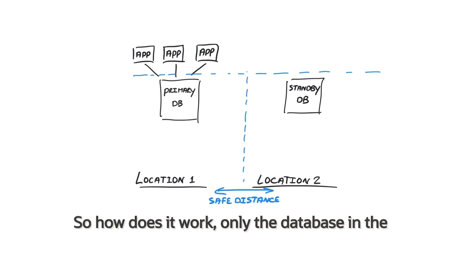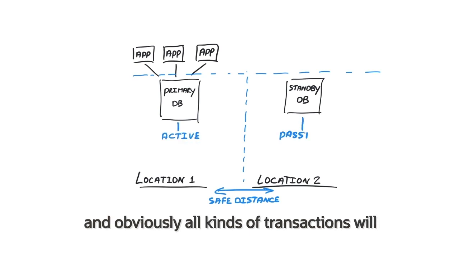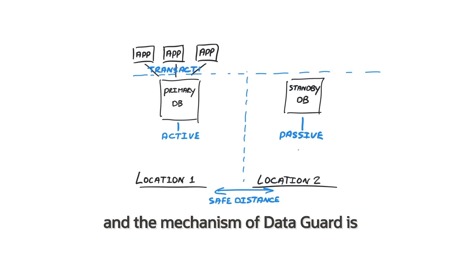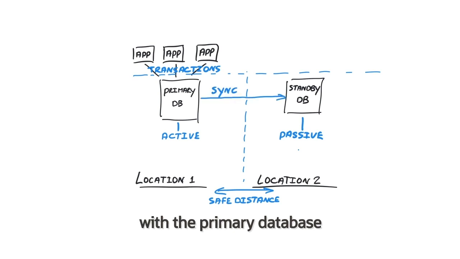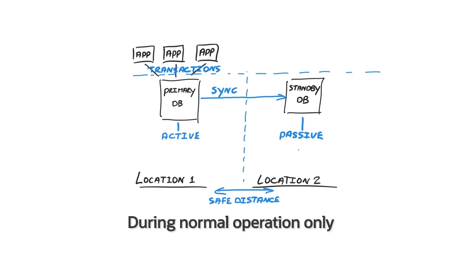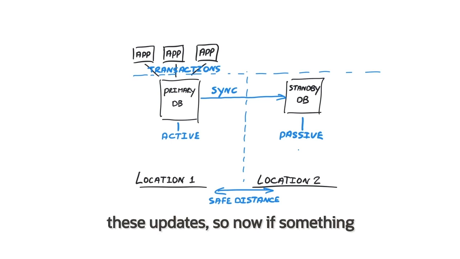So how does it work? Only the database in the primary data center is serving applications. And obviously, all kinds of transactions will arrive at this database, and all kinds of data updates. And the mechanism of DataGuard is to keep the standby database in sync with the primary database. And it does that by continuously communicating the changes from primary to standby. During normal operation, only this primary database is active. The standby database is only receiving these updates.